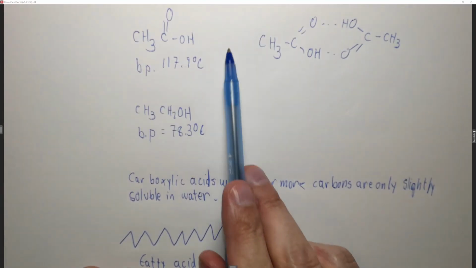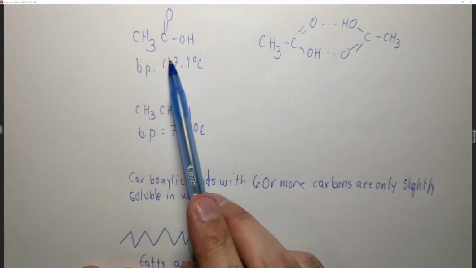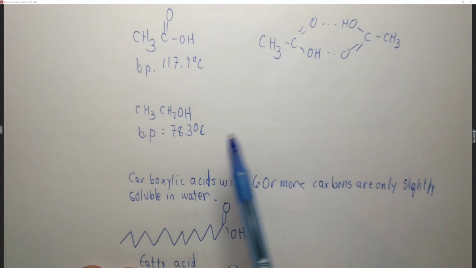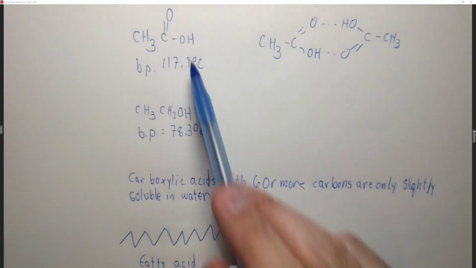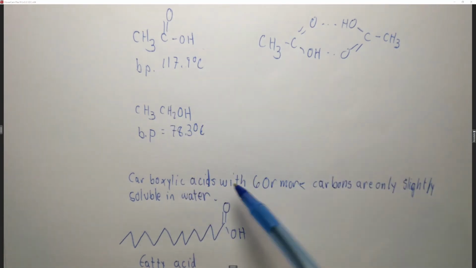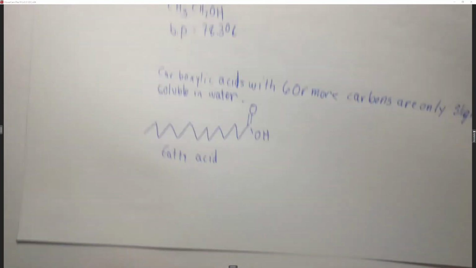If we took the example of acetic acid with only 2 carbons, this is fully miscible with water. You can mix it in any proportion. So these have very different solubilities in water based on the number of carbons that they have.